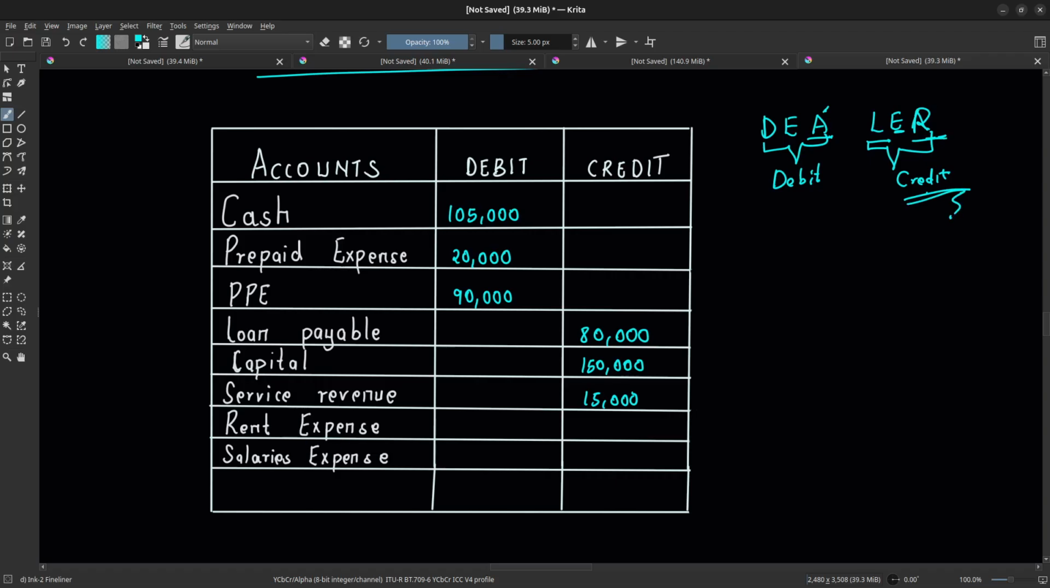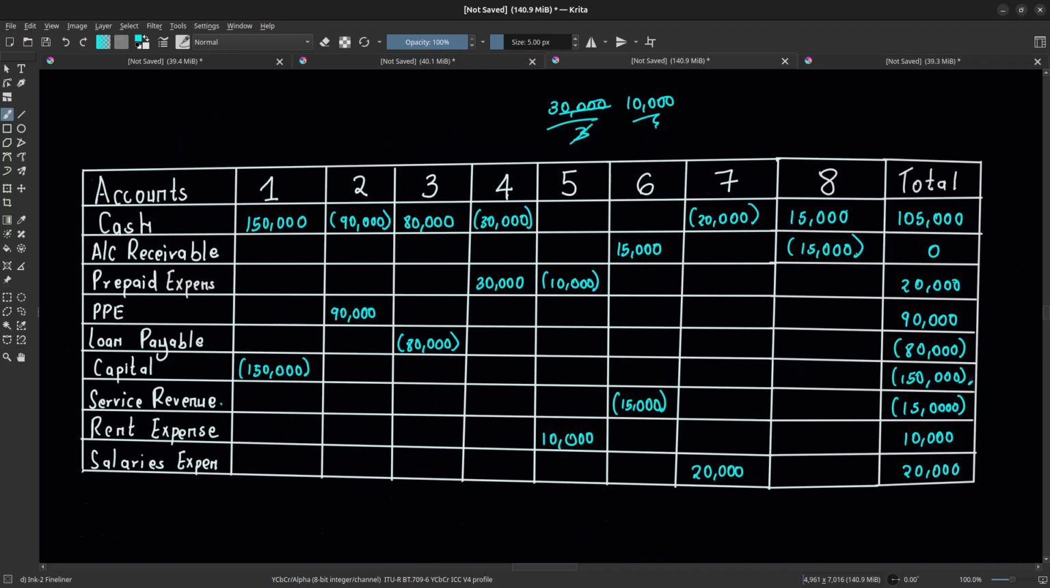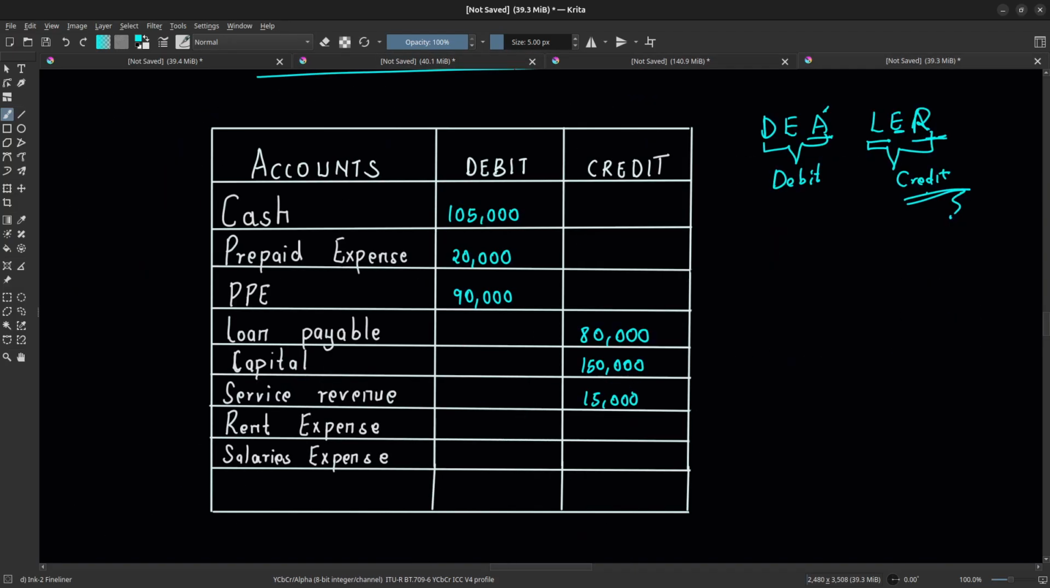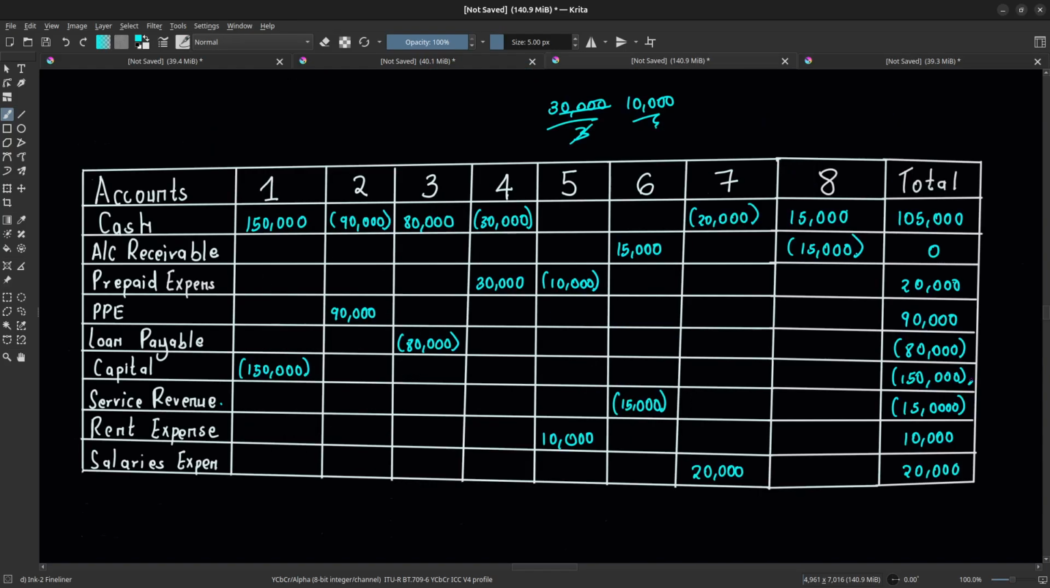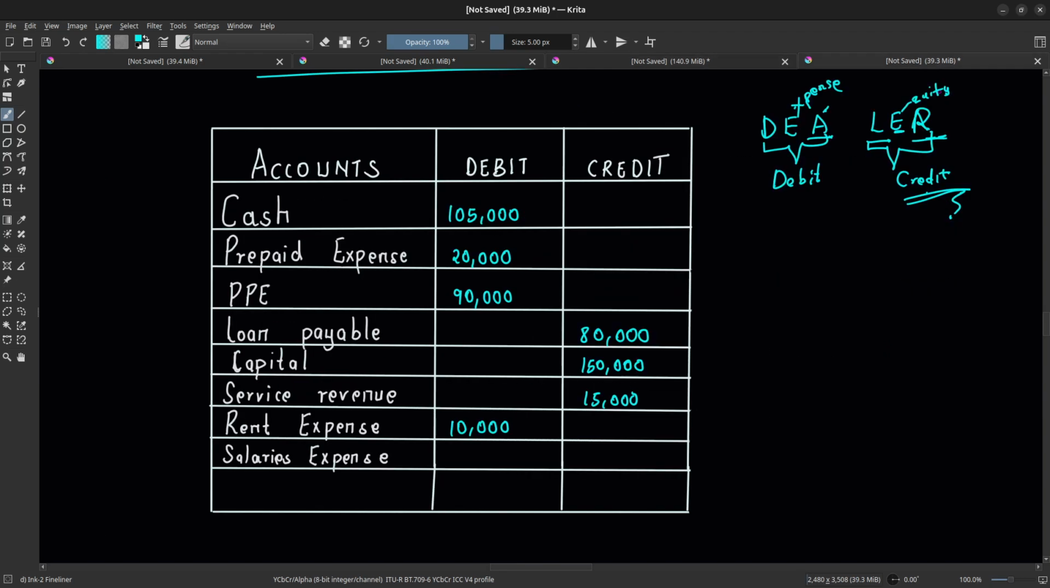Then we have rent expense, which has a balance of 10,000. Okay, expense accounts are usually debit accounts. This stands for expense, and this stands for equity. Okay, so let's have that in mind. So we have rent expense of 10,000 and salaries 20,000. Okay, now let us sum.